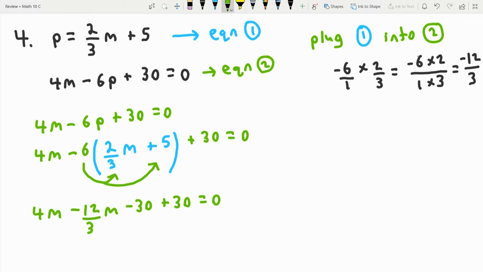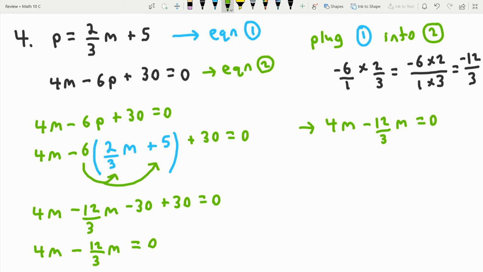So from here, let's try to simplify. Let's start by getting rid of our like terms. Because we have like terms in 30 and minus 30, minus 30 plus 30 is 0. So I am just left with 4m. Oh, I put too many negatives here. There should just be one negative here. So I'm just left with 4m minus 12 over 3m. Let's write that down: 4m minus 12 over 3m equals 0.